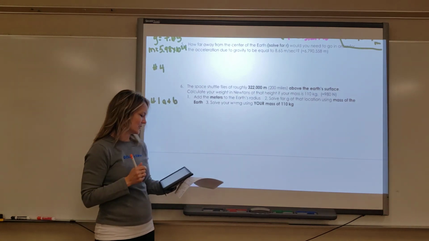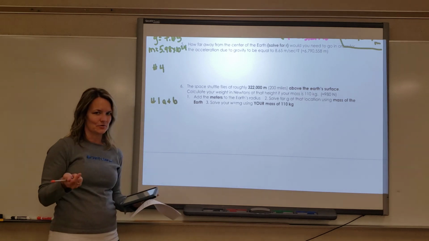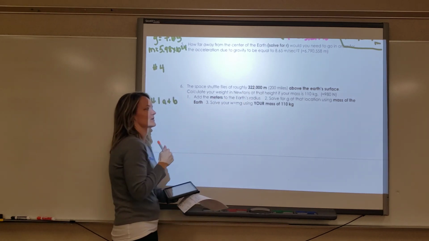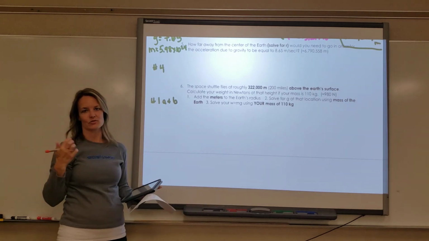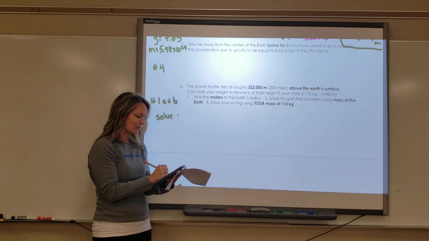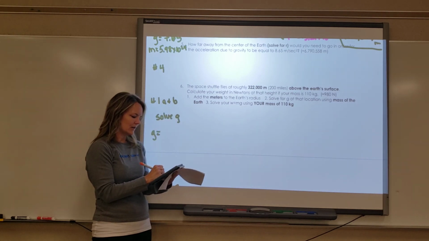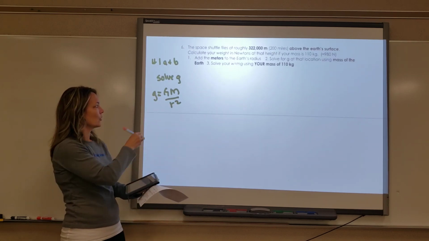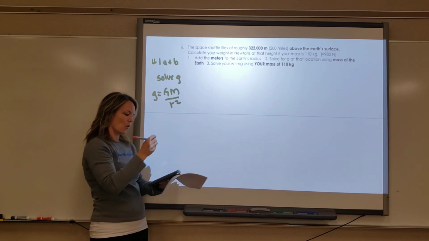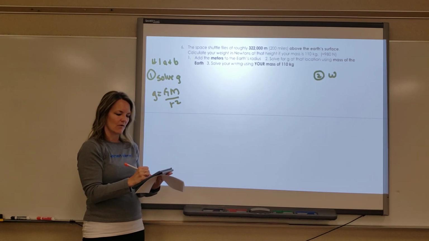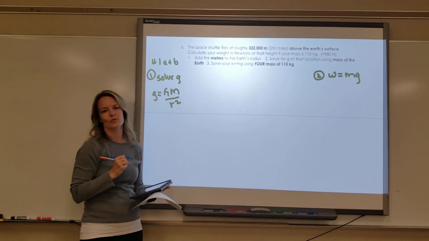Okay, so you are going to try to find your weight in newtons up 322,000 meters above the surface of the earth. That's where the space shuttle usually flies. Okay, so step 1, we're going to have to solve for the gravity at that location using our gravity equation. Once we know our gravity, step 2 will be to solve for the weight in newtons.